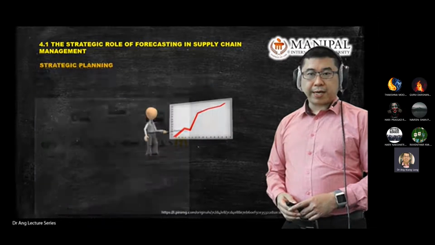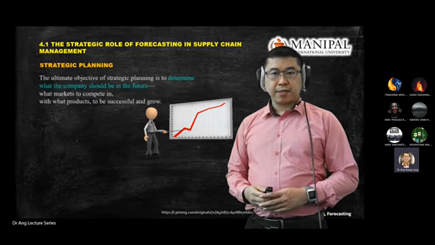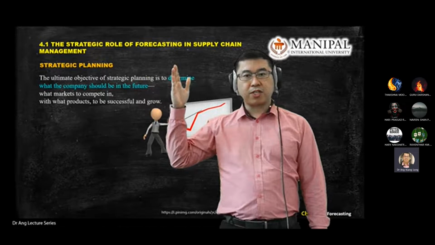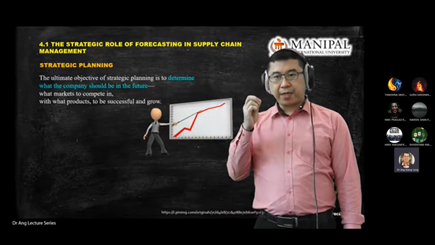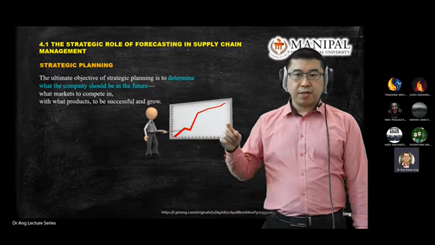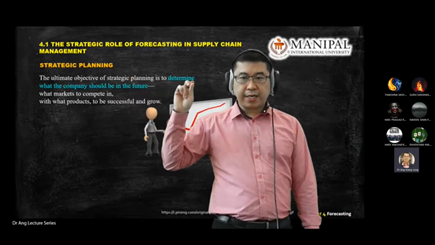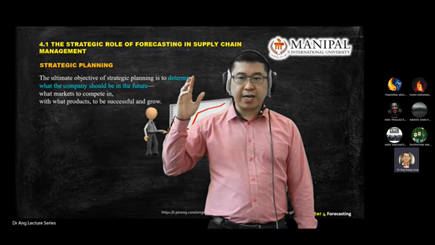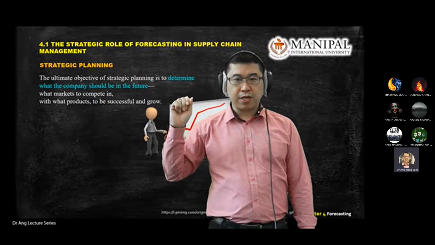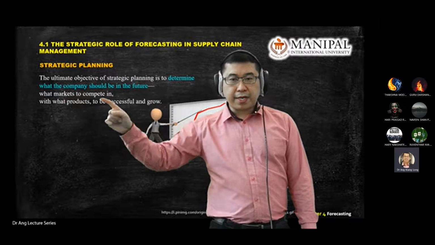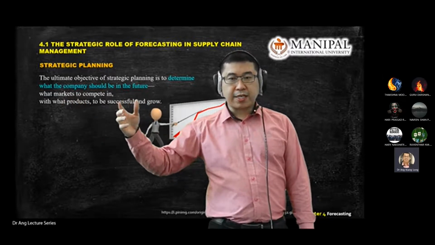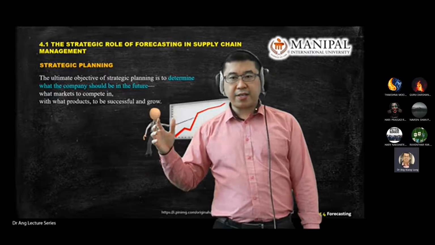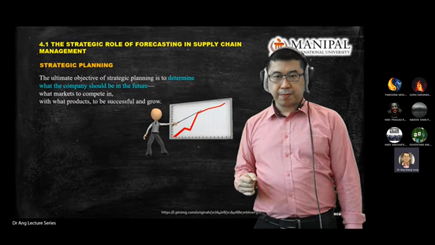Next, we look at strategic planning. What is meant by strategic planning, and what is the main goal or main objective of strategic planning? Strategic planning is to determine the company's future. What is the direction that the company wants to focus on? For example, what market they want to compete in, what the next new products they want to launch are, or what their current successful products are.